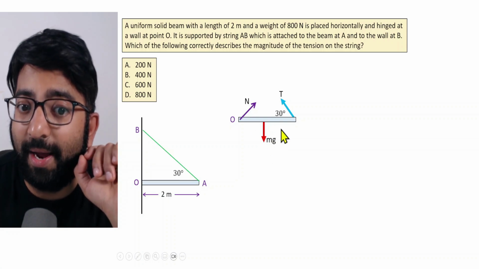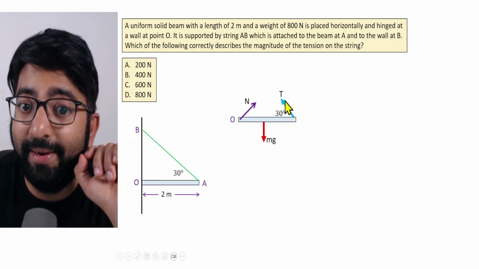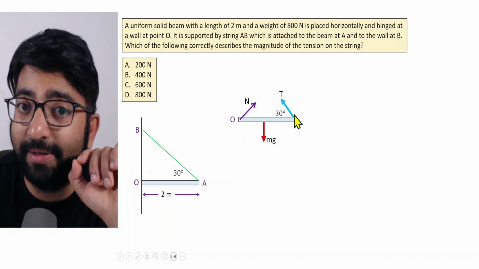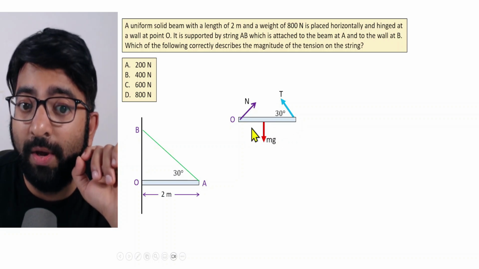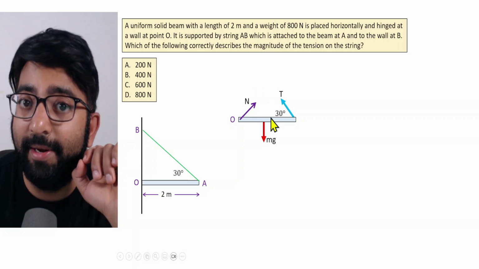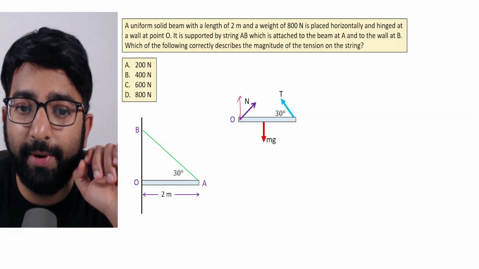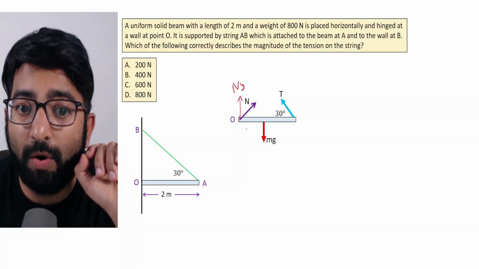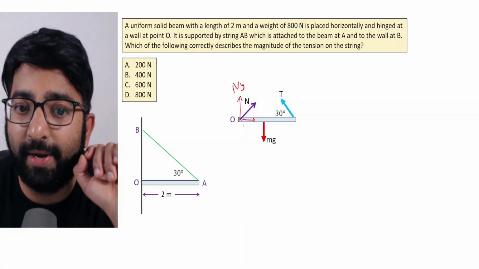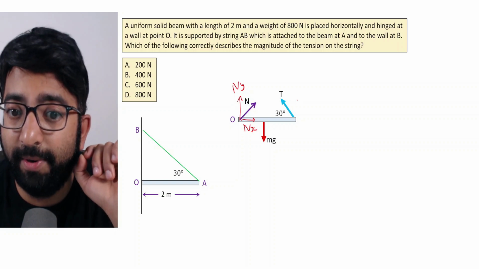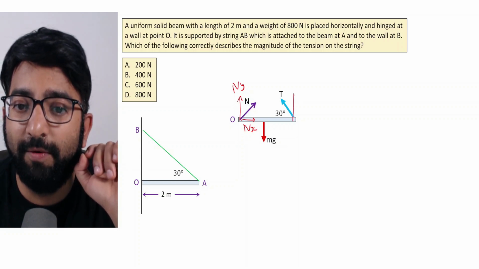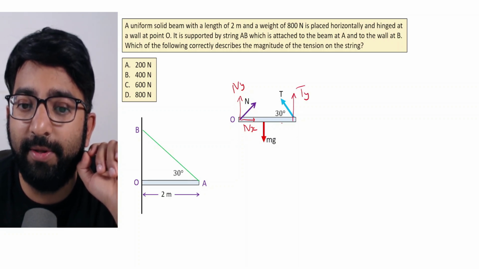So mg is acting along the y-axis, but N and T, they are neither along the x-axis nor the y-axis. So what will we do? We will break the N and T into two components. So let's say N has a vertical component Ny, and the horizontal component of the hinge reaction, let's say it is Nx. Similarly, for tension, let's say the vertical component is Ty and the horizontal component is Tx.